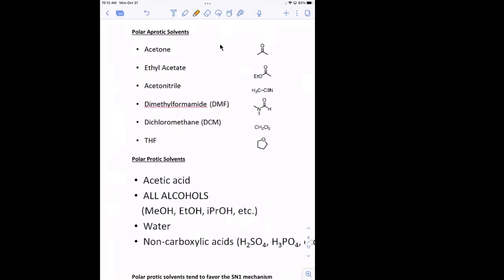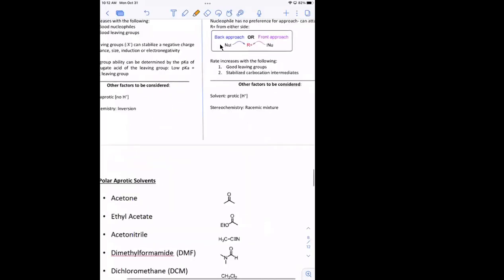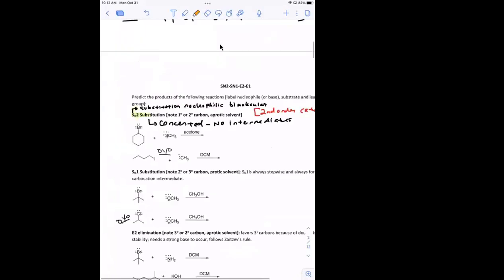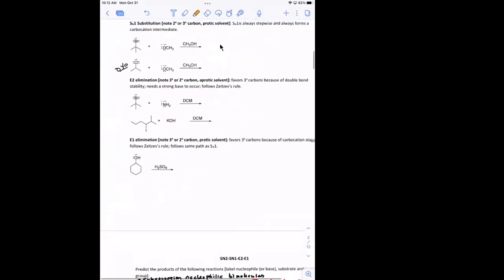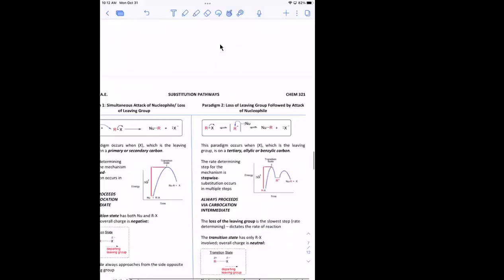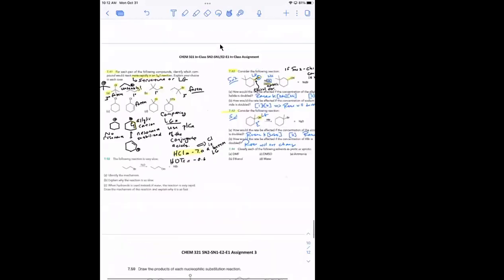Let's go to the E2 reaction, and then we're going to cut it, and we'll walk through it like we've done the other. So we'll do E2 and E1, and then we'll do some examples.